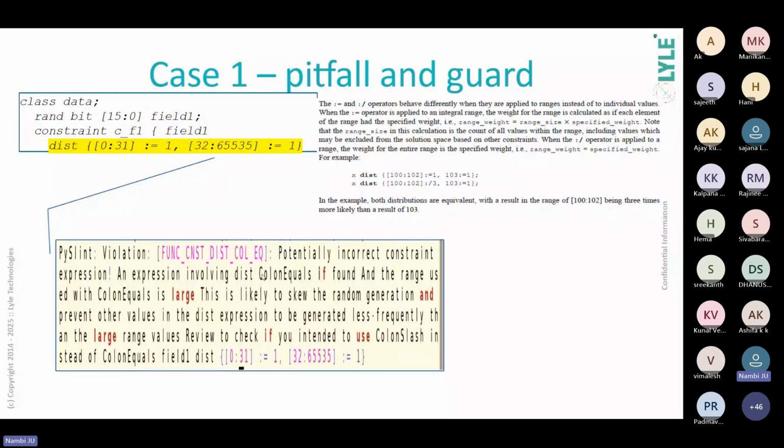When you have a distribution definition like this, PySlint gives you a violation. You can see that this is an output from PySlint. We have a rule defined here which says potentially incorrect constraint expression. It is asking you to check whether you actually wanted to use colon equal to or colon slash based on your requirement. So it will give you this violation so you can make an informed decision on what you want to do.